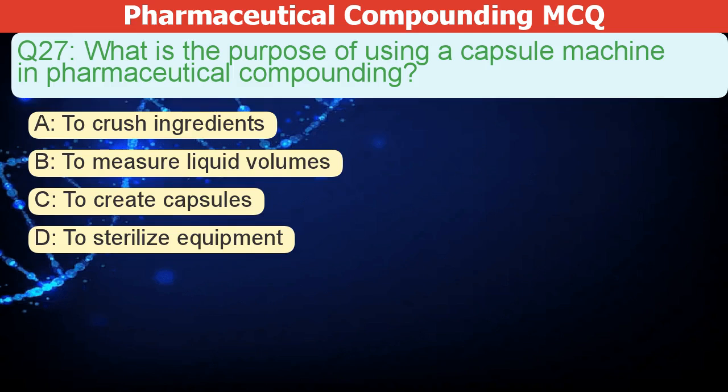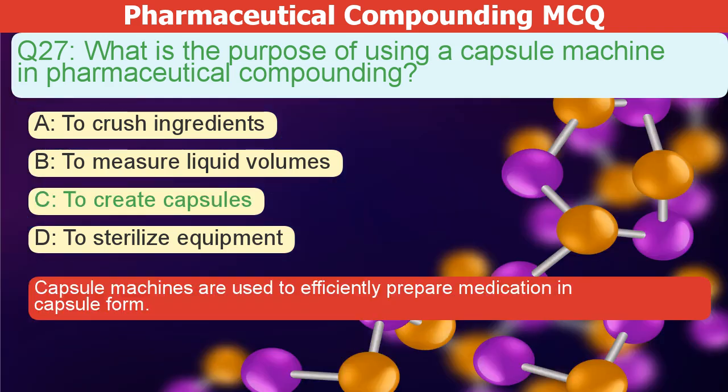What is the purpose of using a capsule machine in pharmaceutical compounding? A. To crush ingredients. B. To measure liquid volumes. C. To create capsules. D. To sterilize equipment.